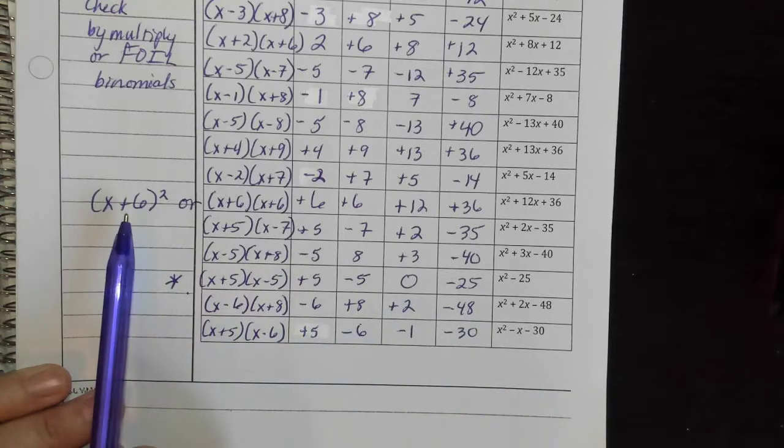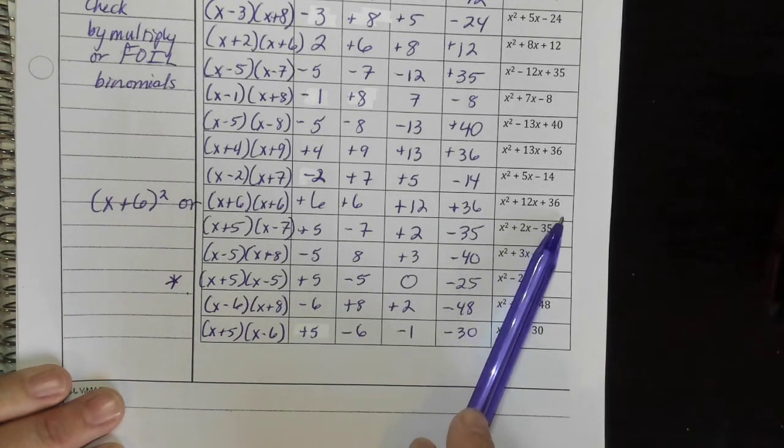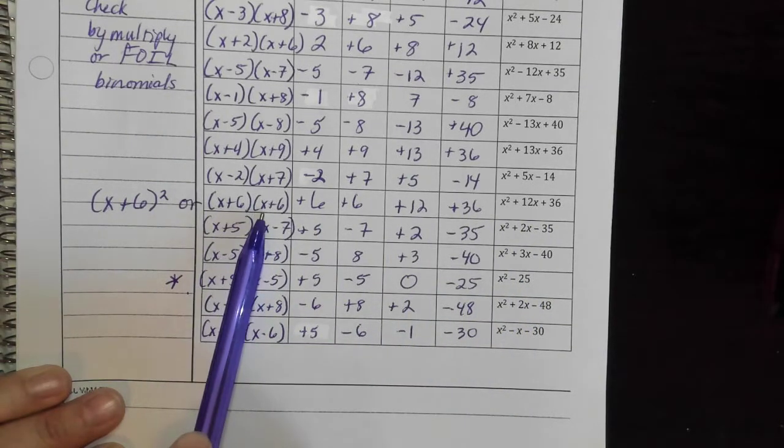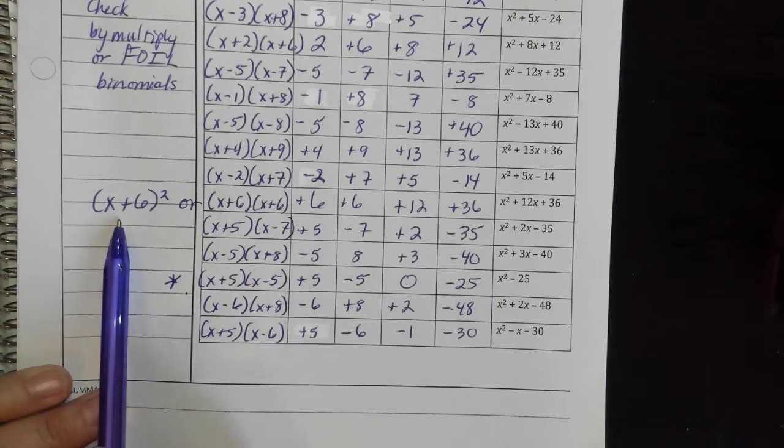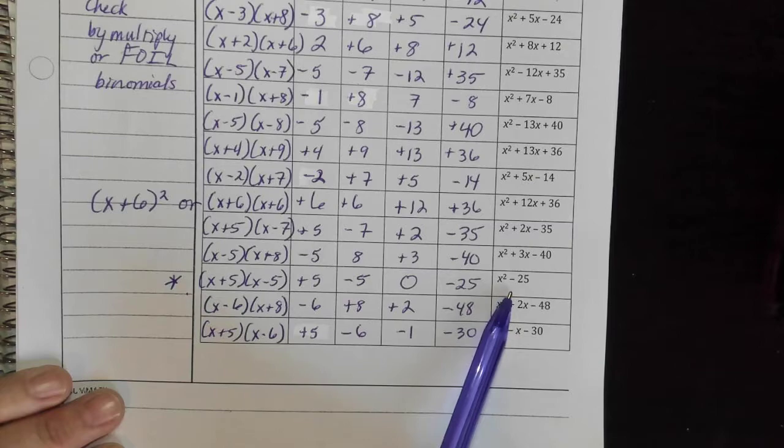There's two kind of unusual ones here. One was this, x squared plus 12x plus 36. That was x plus 6 and x plus 6, which I could write in a shorter version as x plus 6 quantity squared. Also note on this one, this is a quadratic binomial because there's only two terms.